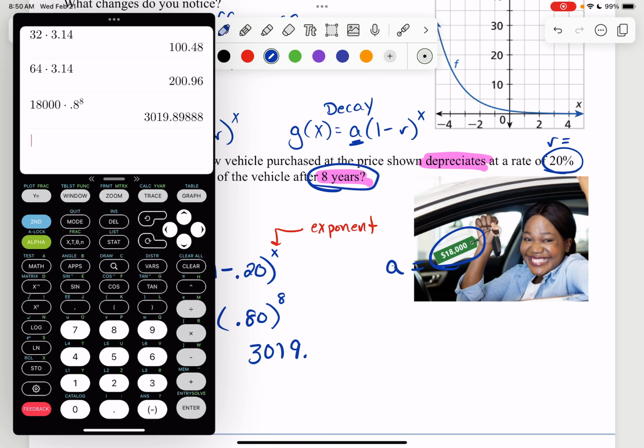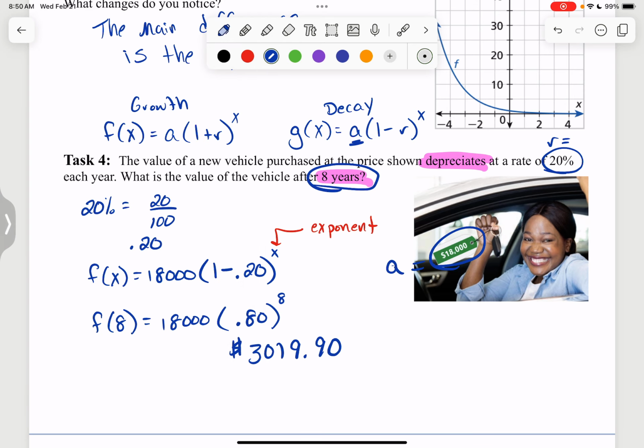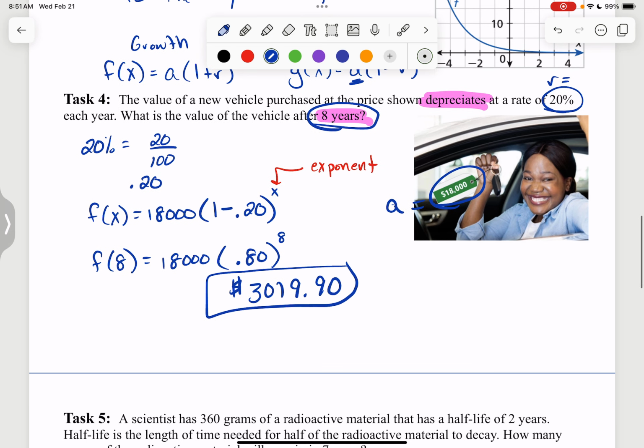That's about 3,019, and this is money, so 89,990 cents. Okay, so now I ask myself, does it make sense to have an 8-year-old car? When I bought it, it was worth $18,000. And now, 8 years later, it's only worth $3,000. That does make sense. That's kind of how cars work. If I buy a $50,000 pickup, it's not going to be worth $50,000 in 8 years. That's normally how it works.